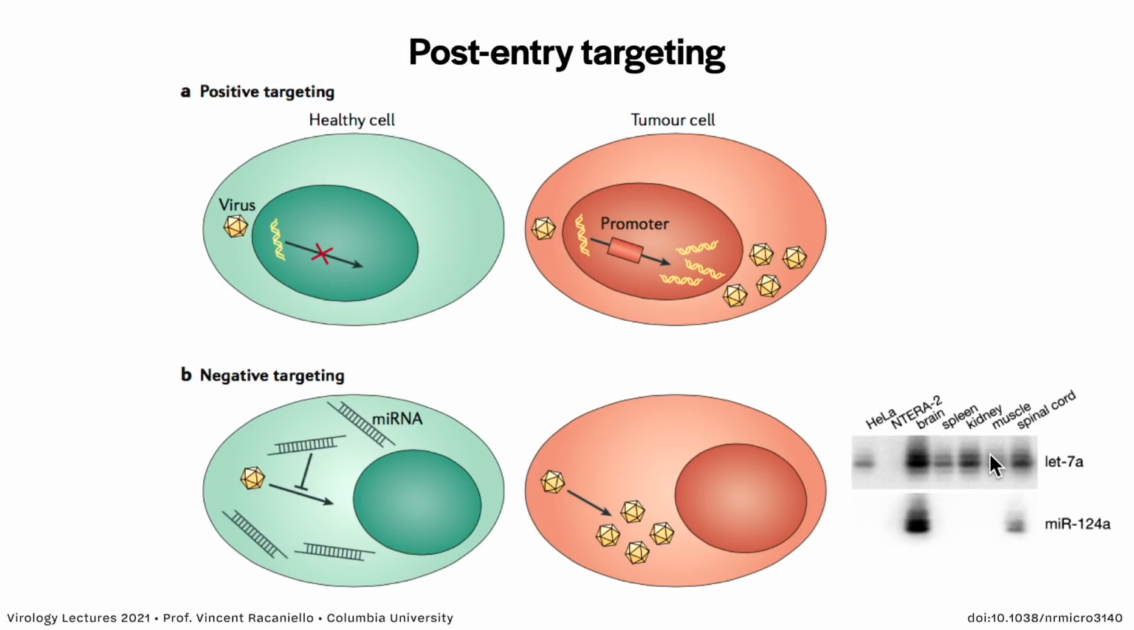And this is just a northern blot showing you that you can screen cells for various microRNAs. LET7A is in a lot of cell types, but here this one, MIR124A, is only in spinal cord and brain. So you can use that to tailor it to your tumor.